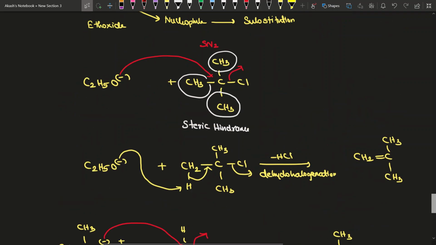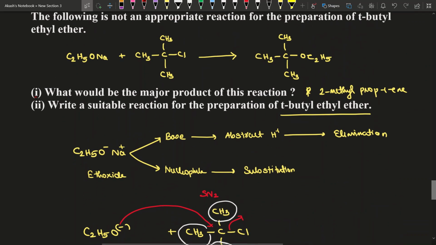So whenever a question is asked like this, what do you want to think? If you have an alkoxide molecule, it can act as both a nucleophile as well as a base. When it is acting as a nucleophile, if the corresponding alkyl halide is less sterically hindered, it will favor the nucleophilic substitution reaction. Otherwise, it will undergo an elimination reaction to obtain an alkene. Okay, fine. So I hope the explanation is clear.